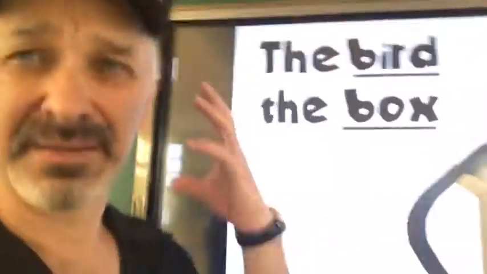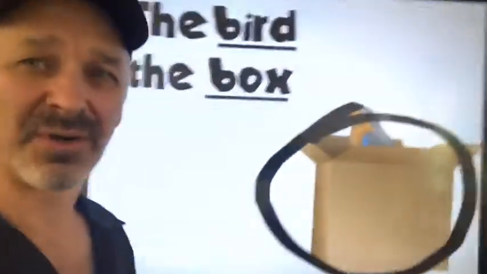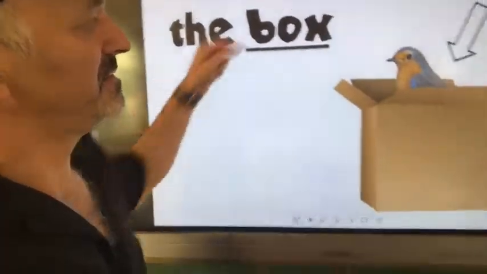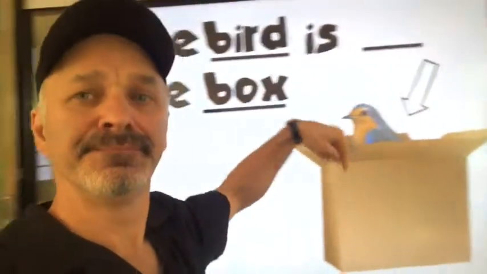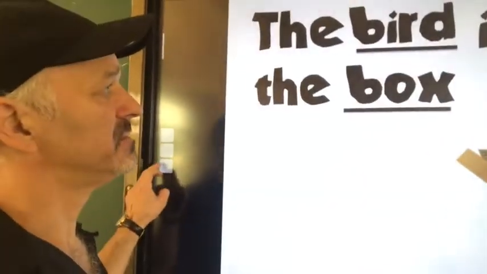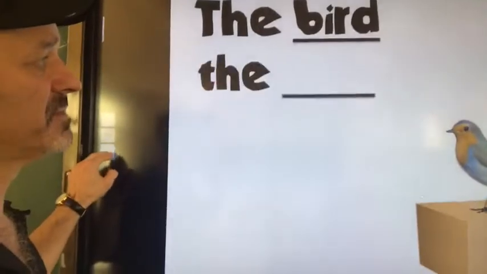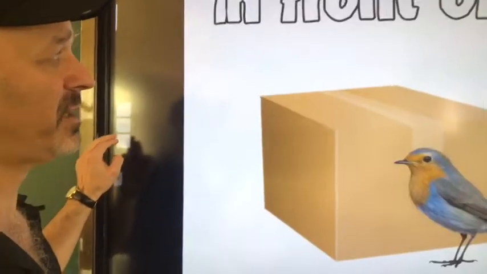All right. Now I want to start to make that connection of relations, using a preposition as a term of relation. So the bird is in the box. Where's the bird? And this kind of repeats. Go through it again to get them familiar with that pattern.